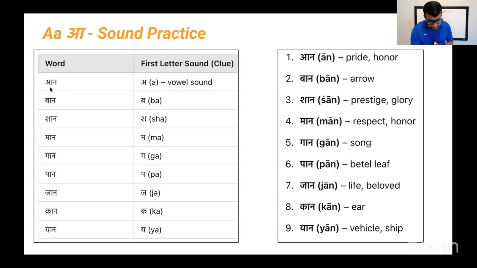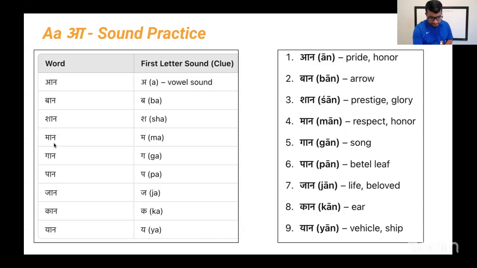On means pride or honor. You do not necessarily need to memorize the meaning, but this is just for your reference. Okay, next one. Ban. Very good. Ban is typically written with the other kind of na, but this one means arrow. Shan. Yes, shan. Shan is prestige or glory.